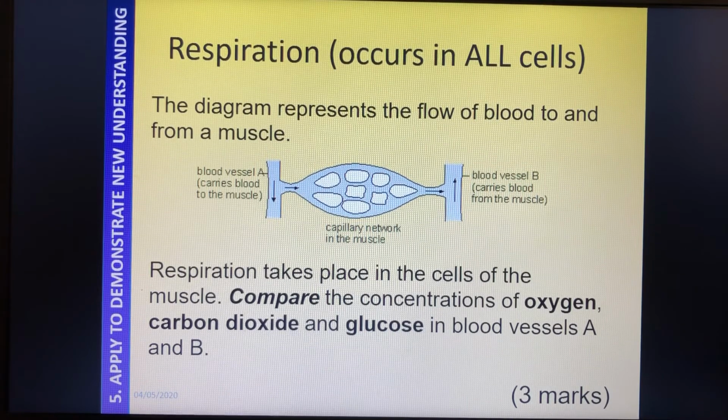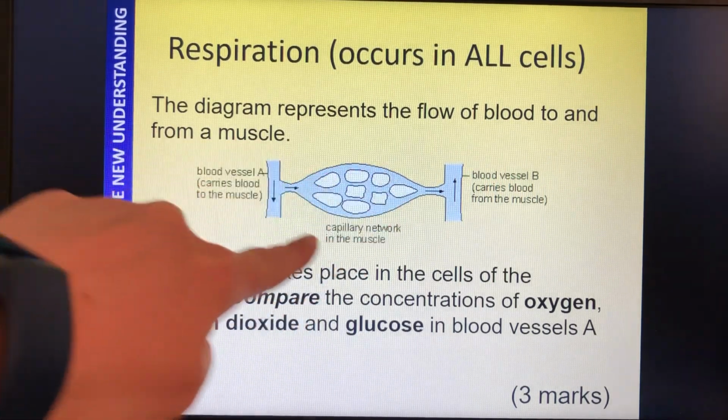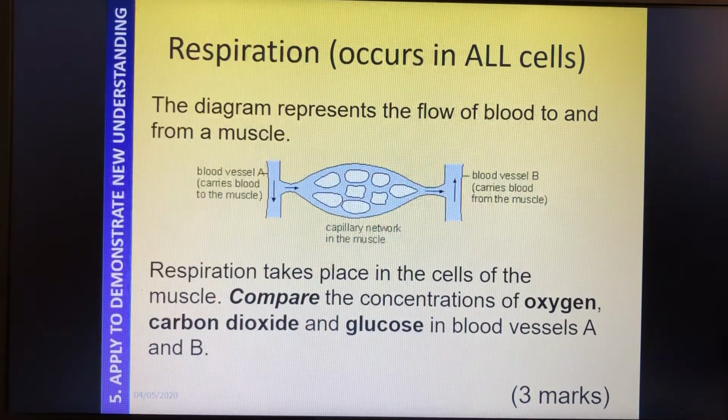Okay, so in blood vessel A, this is going to be coming from the heart. It's going to have probably quite a high pressure before it goes over to the capillaries. So it's going to be an artery, and it's going to be full of oxygen and glucose ready for respiration. So that gets dropped off, the oxygen and the glucose, by diffusion in these cells here. And one of the products of respiration is the carbon dioxide.